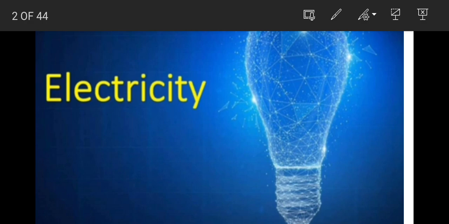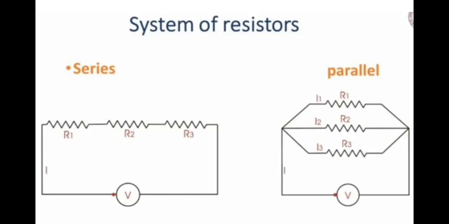Today we are going to study the combination of many resistors in a circuit. This combination of resistors is known as a system of resistors or grouping of resistors. Resistors can be connected in various combinations. The two basic methods of joining resistors together are resistors connected in series and resistors connected in parallel.